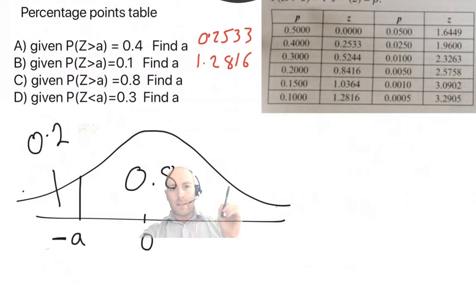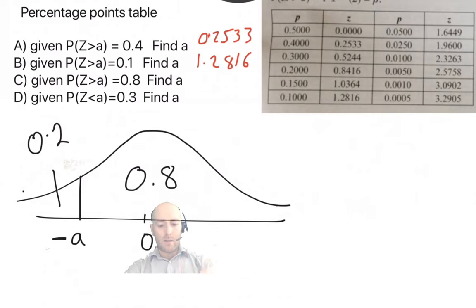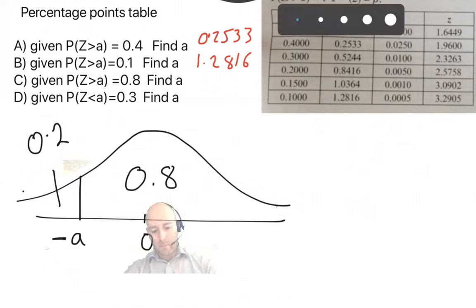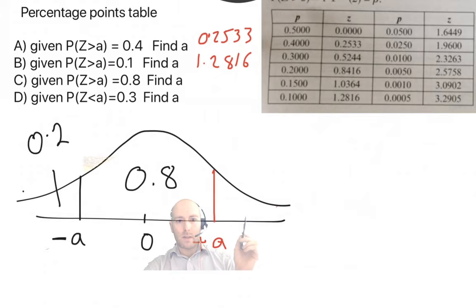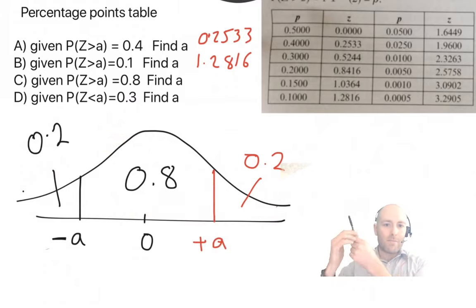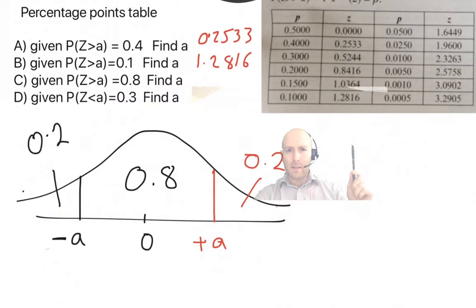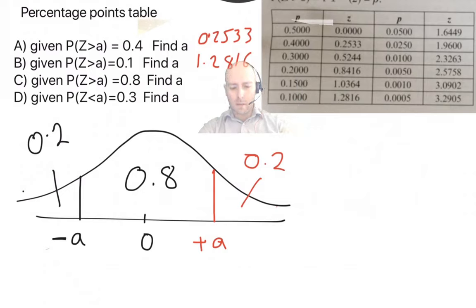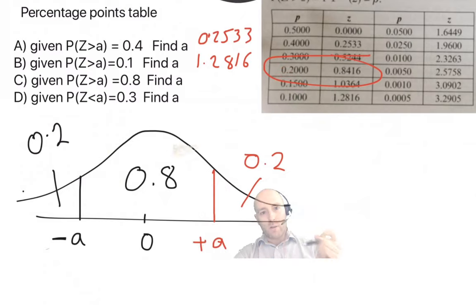Because the normal distribution is completely symmetrical, if this is a minus value, there's going to be a positive version of A here. So I'm going to draw that in. And because it's symmetrical, this tail was 0.2, so this tail here is going to be 0.2. So by doing that, I could then find the positive value of A, this one here, using the table. So 0.2 is my probability. Where's 0.2? There it is. So I know that A is 0.8416, like Ollie said in the comments.